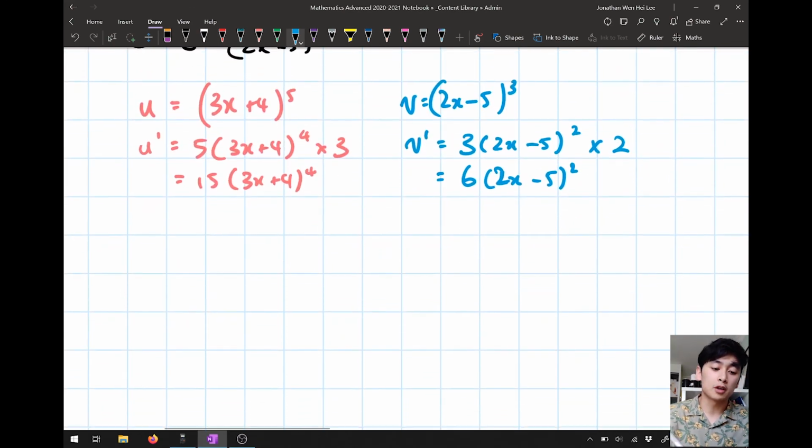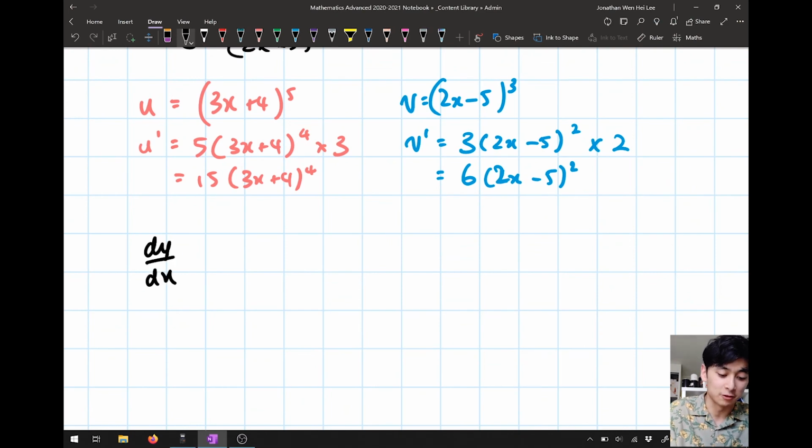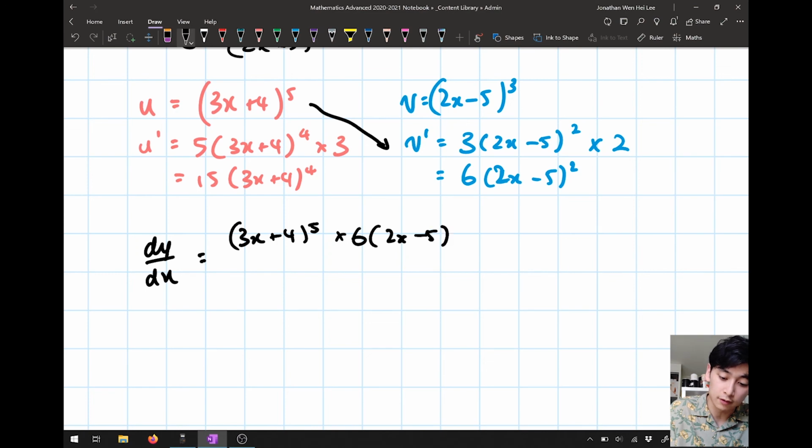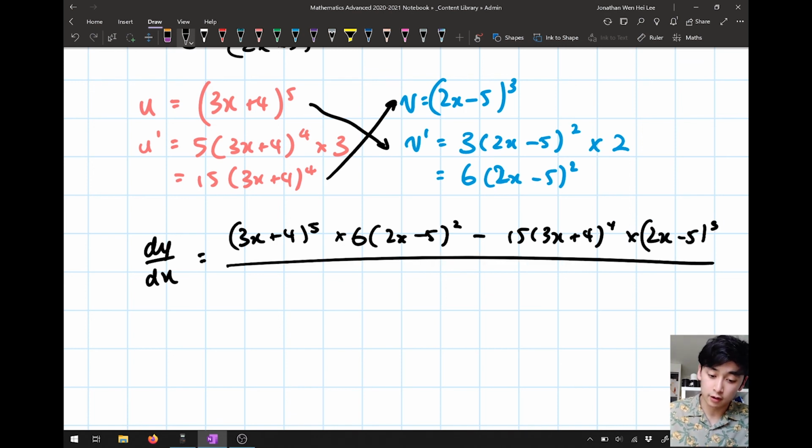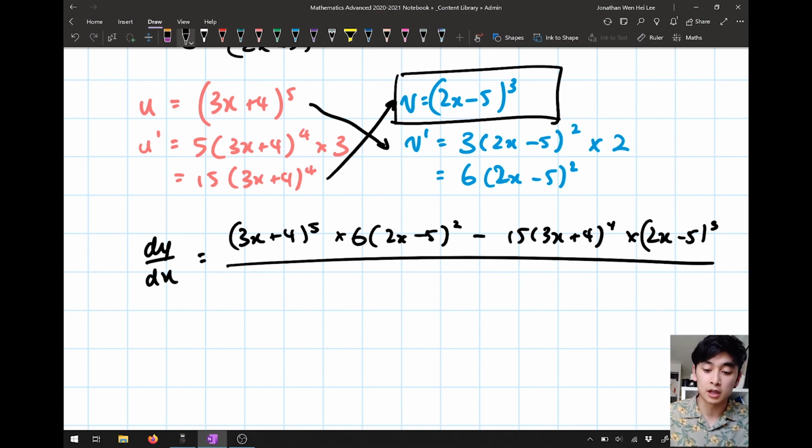Okay. Now that I've done that, I'm going to apply my quotient rule. Here, u times v dash. So I get (3x + 4) to the power 5 times 6(2x - 5) squared, minus v times u dash, this part here, 15(3x + 4) to the power 4 times (2x - 5) cubed, over v squared, which is my denominator function squared. So this gives me (2x - 5) to the power 3, and I'm squaring that.